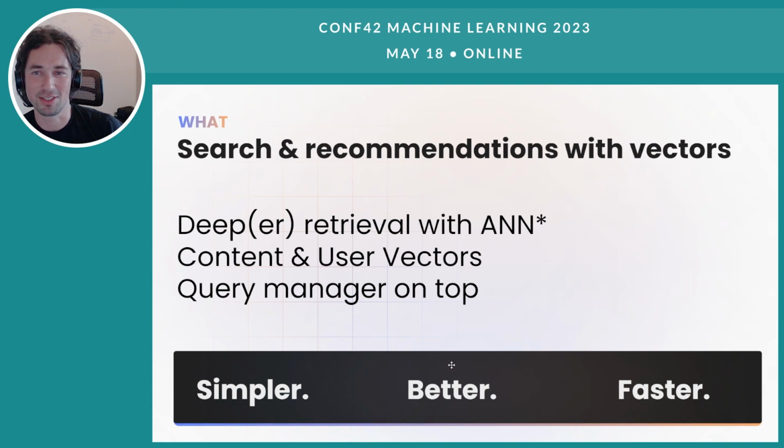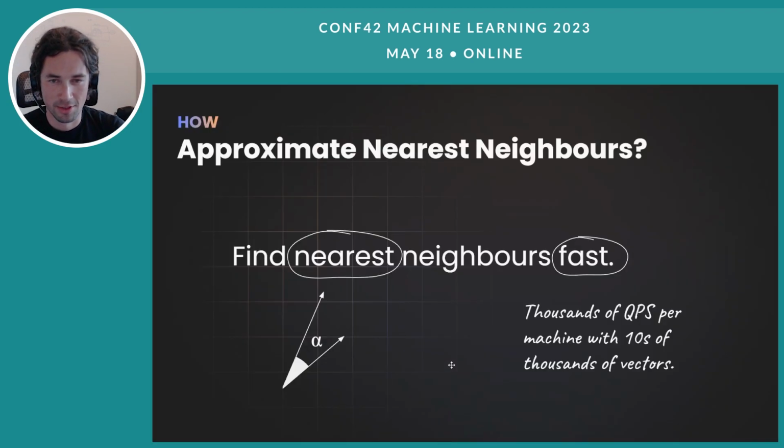The speed really matters, right? So this is kind of the basic setup, and let's dive into each of these three aspects of a vector-powered search and recommendation system. All right, so first of all, I mentioned approximate nearest neighbor search. So what is that, right?